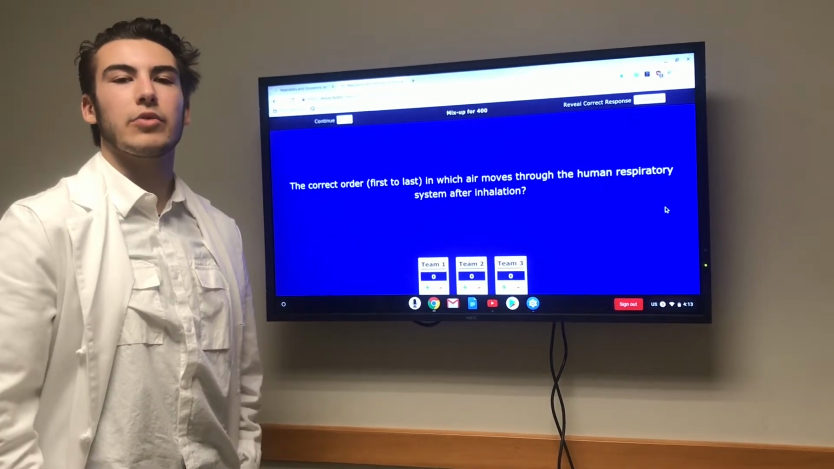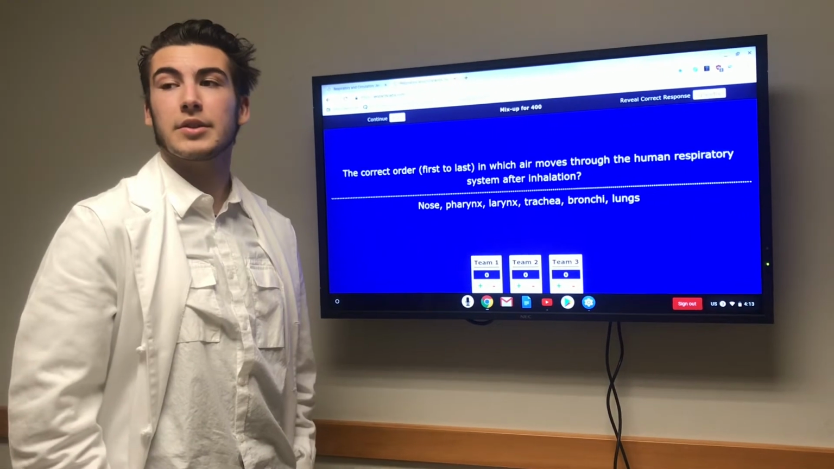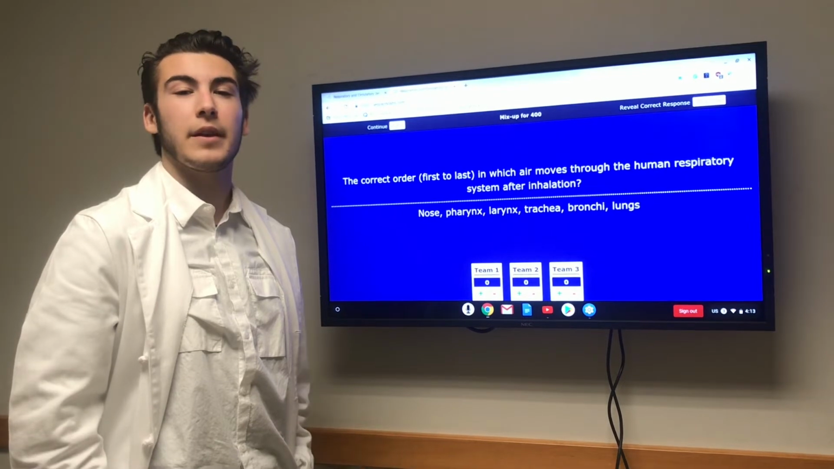What is the correct order in which air moves through the human respiratory system? What is the nose, pharynx, larynx, trachea, bronchi, and lungs? The correct answers are nose, pharynx, larynx, trachea, bronchi, and then the lung. I'll take respiratory for 300.